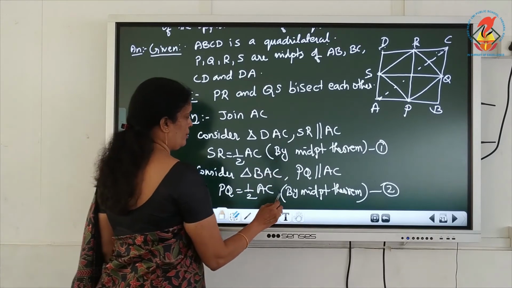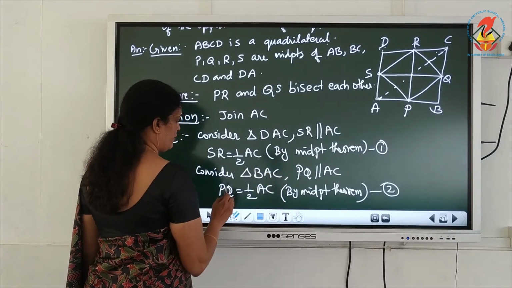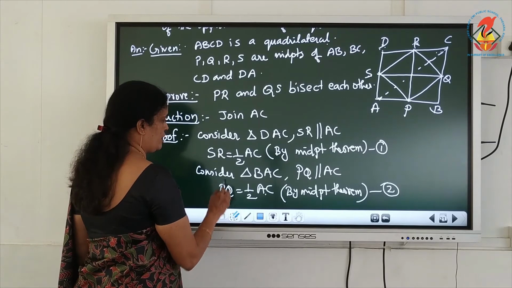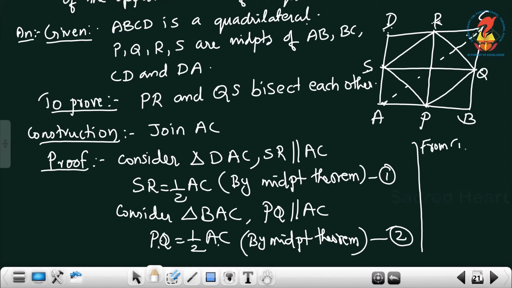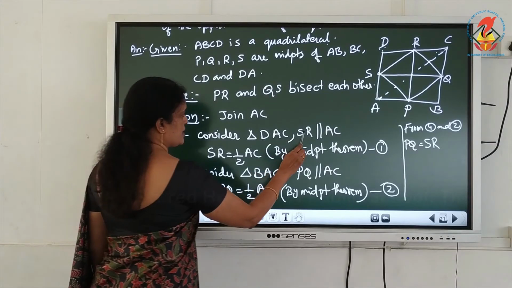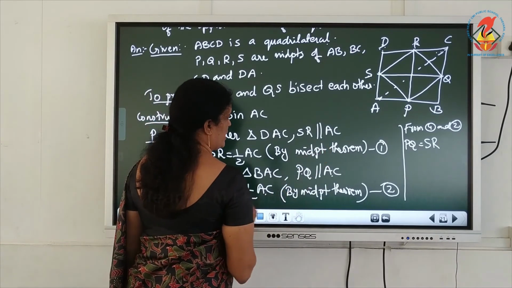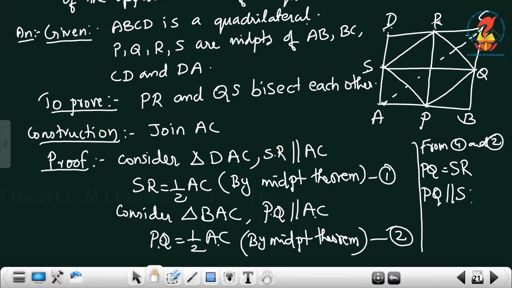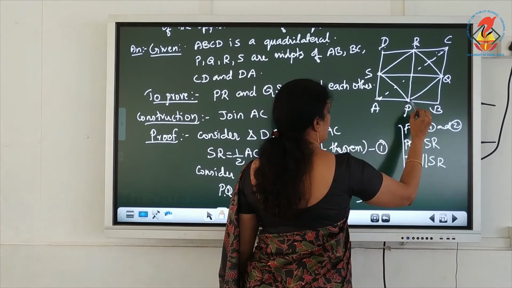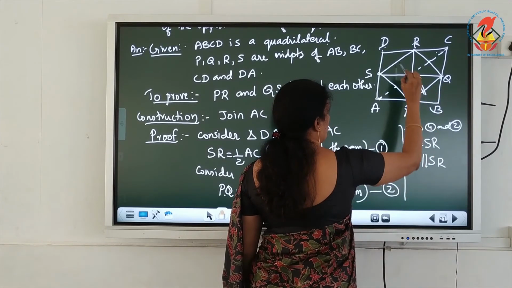From 1 and 2, SR equals half AC and PQ equals half AC. You can write PQ equals SR. SR is parallel to AC, PQ is parallel to AC. That means PQ is parallel to SR, and PQ equals SR.